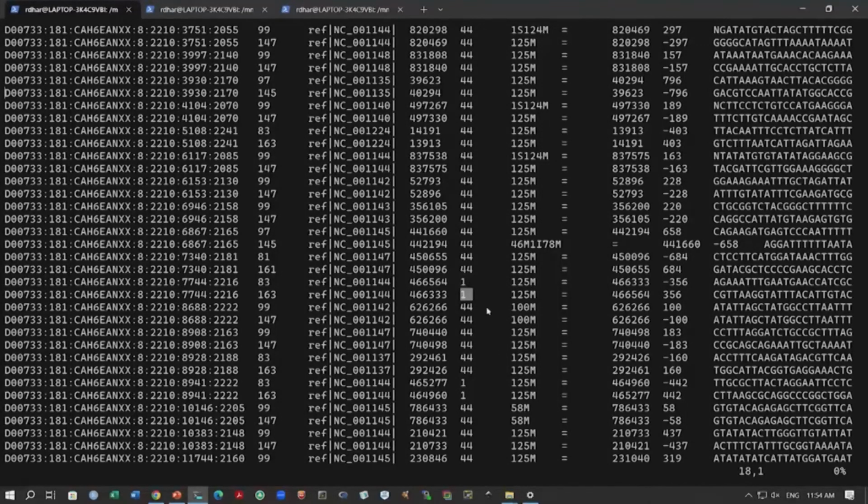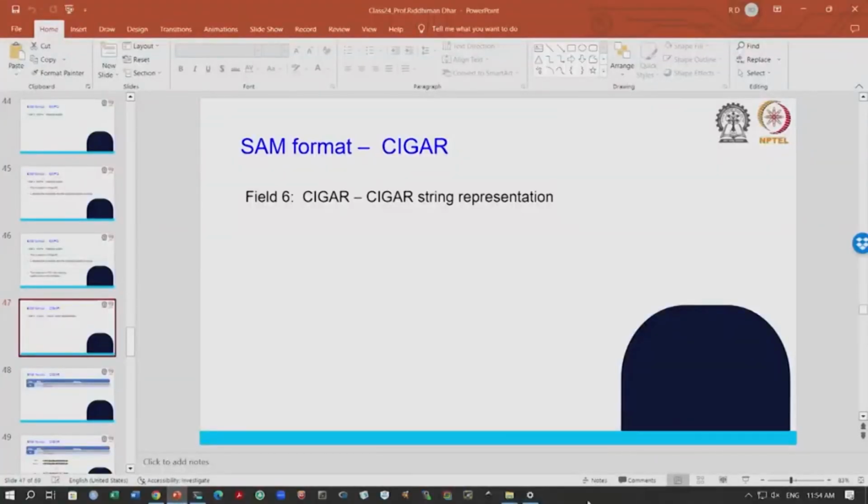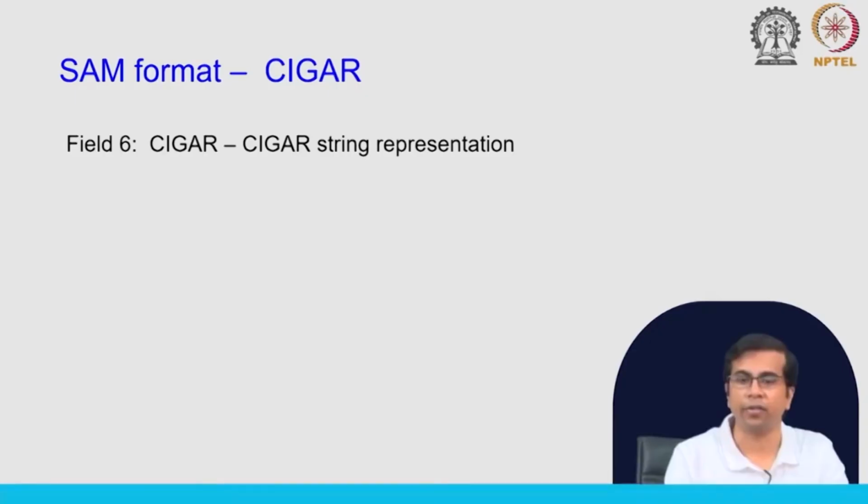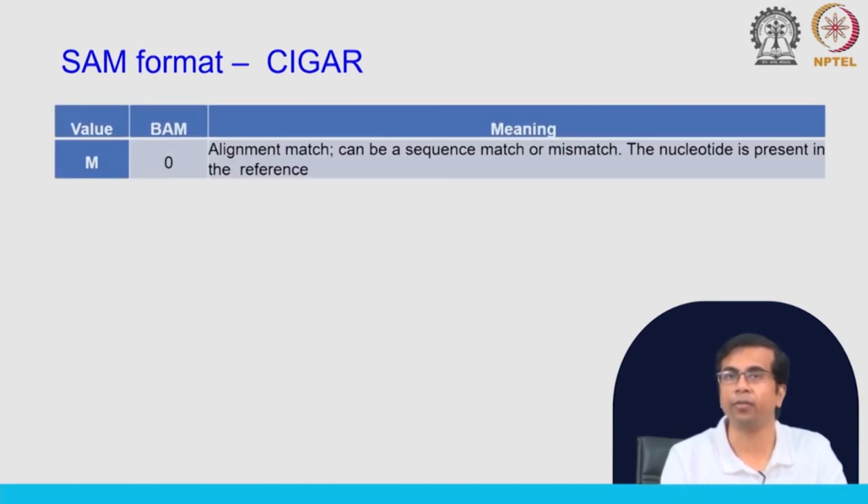The next field I will just mention here is the CIGAR string. We will now try to interpret what this actually means. It is a combination of numbers and letters, and we will see how you interpret these results. So, let us go back to the presentation and see what this CIGAR string actually means. The CIGAR string consists of some numbers and some letters. In a SAM file these are denoted by letters, and in a BAM file these are represented in numbers.